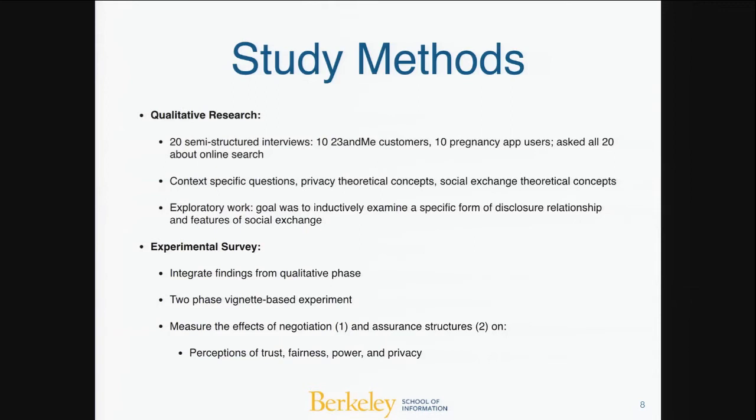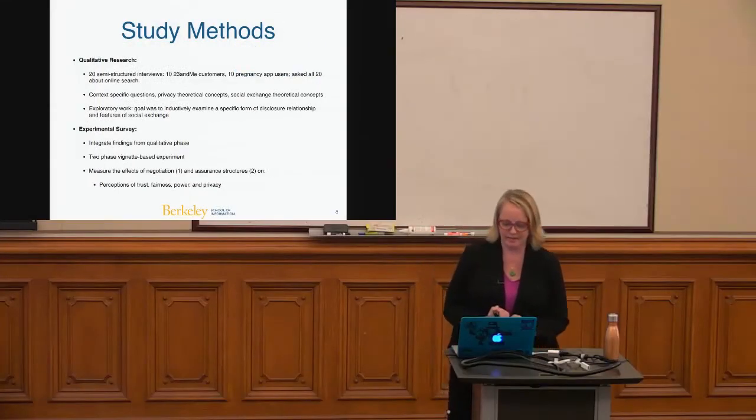And so the experimental survey, I integrated some of the findings from the qualitative phase, and I created a vignette-based experiment with the goals of both measuring the effects of negotiation and then assurance structures on 4 dependent variables, which were trust, fairness, power, and privacy.